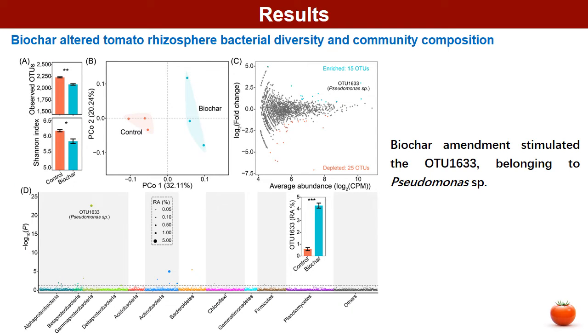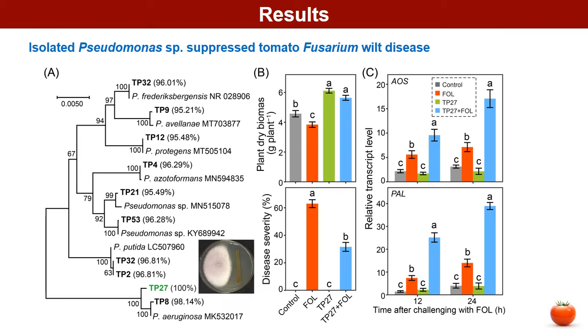Illumina-based 16S ribosomal RNA gene amplicon sequencing found that biochar altered tomato rhizosphere bacterial diversity and community composition. Particularly, biochar amendment stimulated the OTU 1633, belonging to Pseudomonas species. Quantitative PCR analysis found that biochar amendment increased the abundance of Pseudomonas species in tomato rhizosphere.